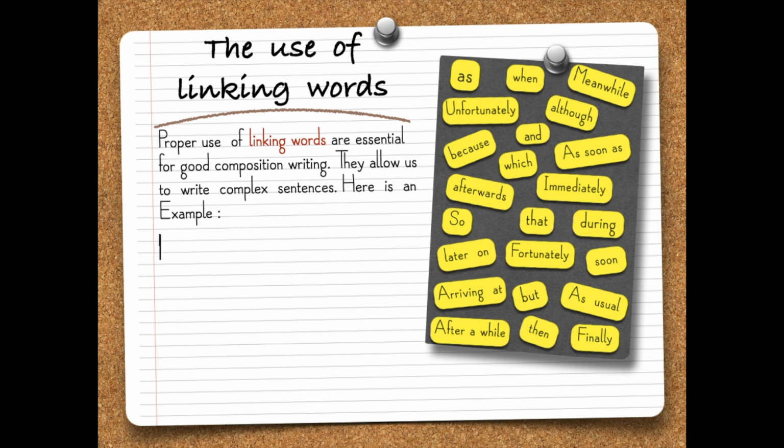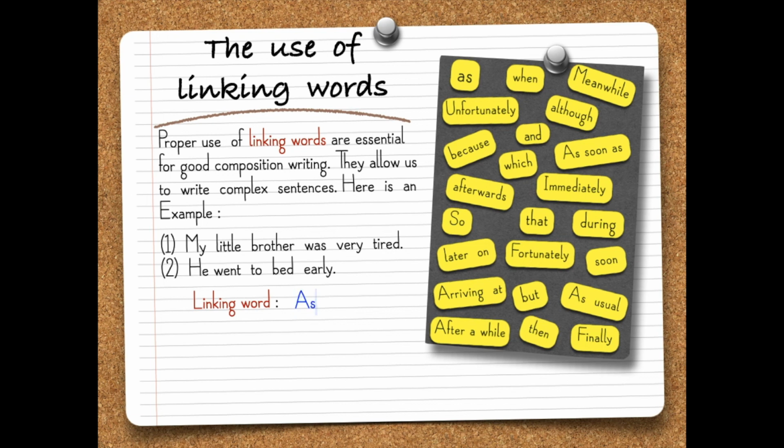Here is an example. Sentence 1. My little brother was very tired. Sentence 2. He went to bed early. The linking word used here will be as. So, think about how we will use as to make a complex sentence from the two sentences above. Yes, you're right. As my little brother was very tired, he went to bed early.